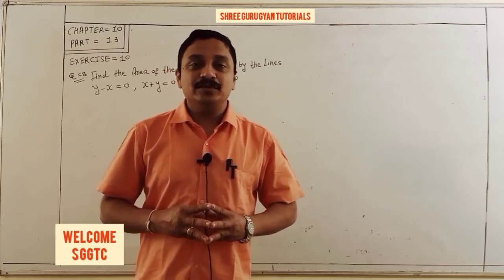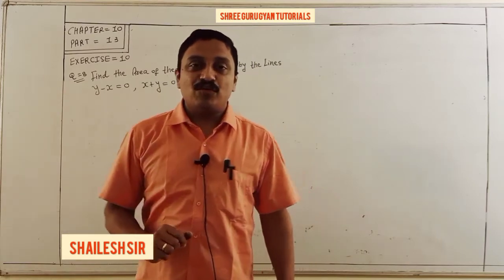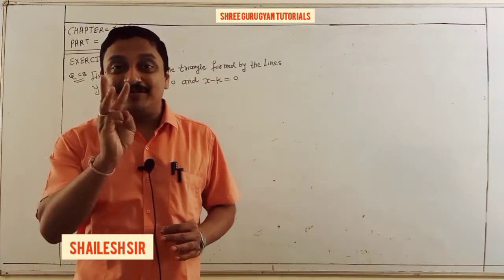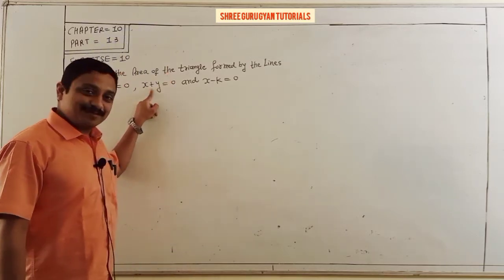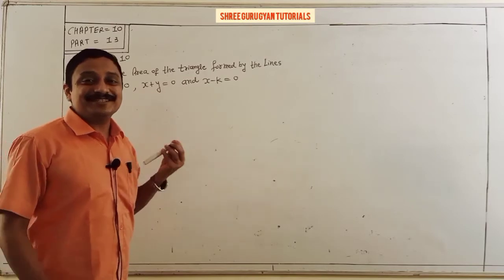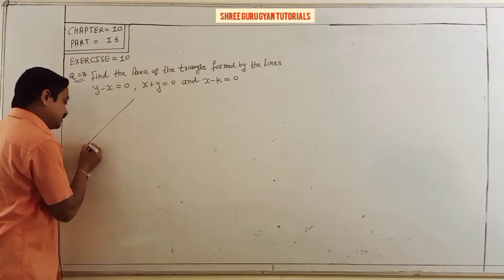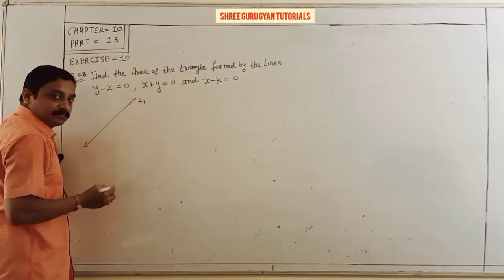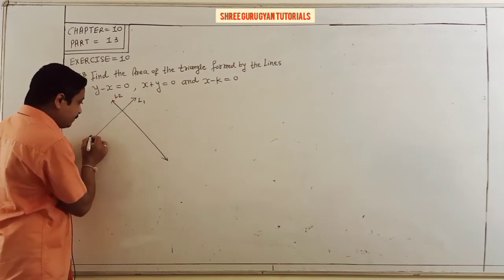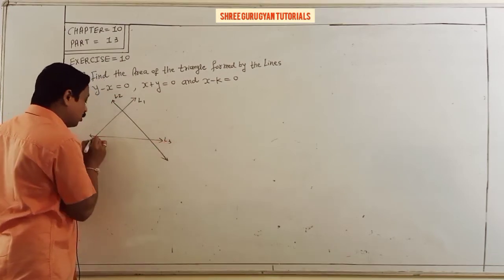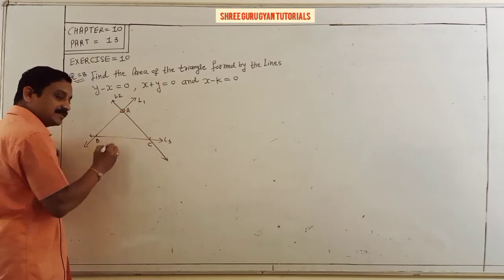Students, today I continue our exercise 10 remaining questions, up to the 8th one. Find the area of triangle for the given three lines: y minus x is equal to 0, x plus y is equal to 0, and x minus k is equal to 0. Here I consider our three lines L1, L2 and L3, and they all intersect at common points A, B, C.